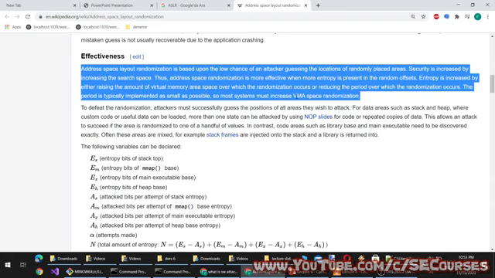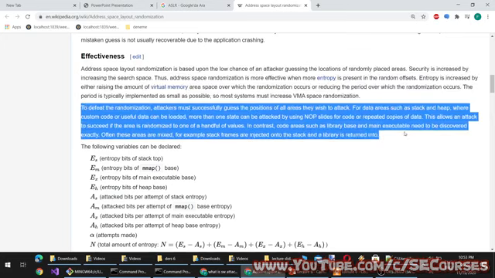Entropy is increased by either raising the amount of virtual memory area space over which the randomization occurs or reducing the period over which the randomization occurs. The period is typically implemented as small as possible, so most systems must increase VMA space randomization. To defeat the randomization, attackers must successfully guess the positions of all areas they wish to attack.